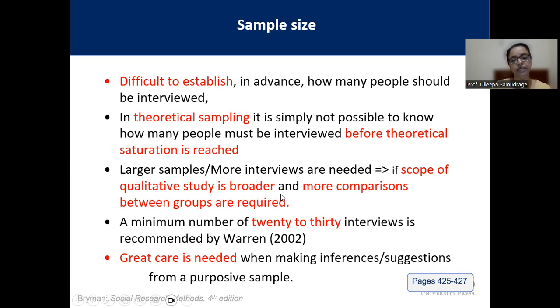We teach you very basic things, right? These topics are very deep, but to do your project, the things we explained are enough. Under sampling, you should know theoretical sampling, generic purposive sampling, and snowball sampling. Study only those things. The theoretical saturation is also very important. That's enough, but if you do a PhD or study further, you have to study in more depth than this.